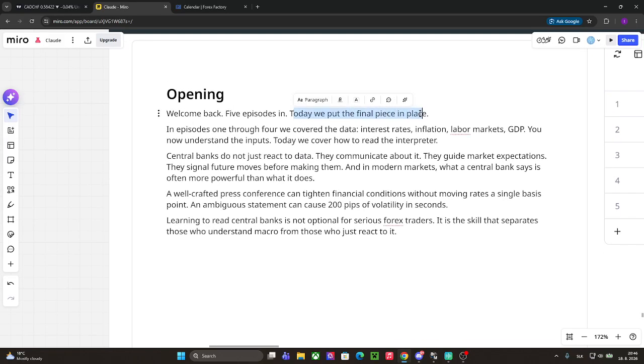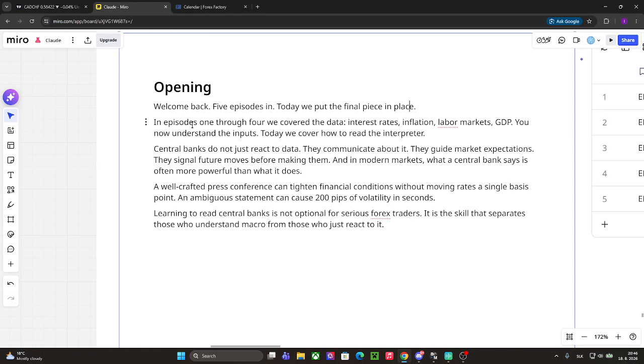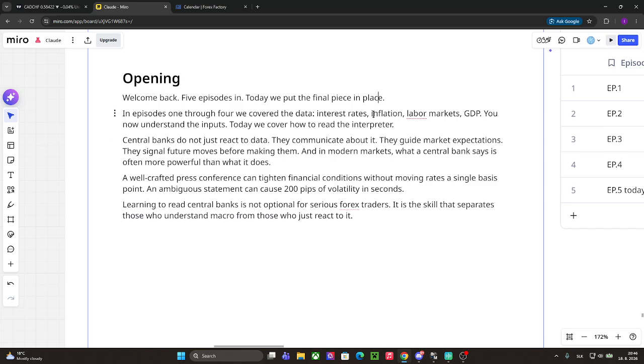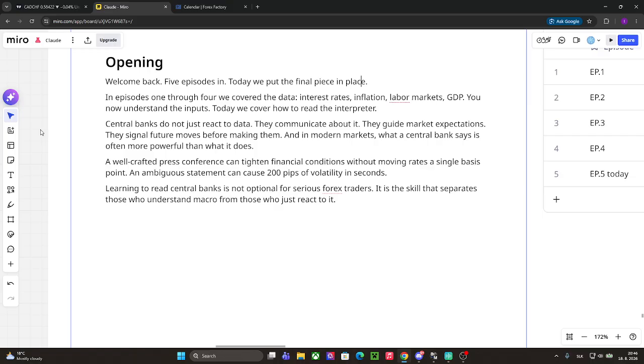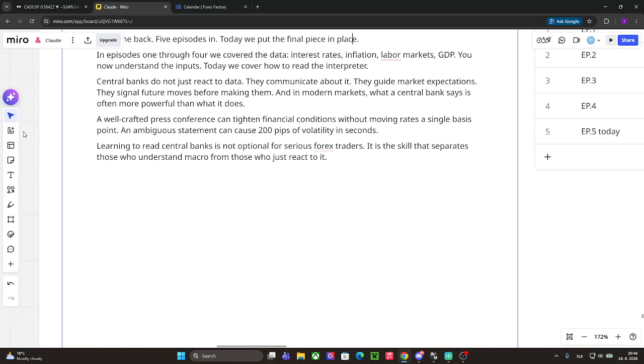So today we put the final piece in place. In episodes 1 through 4, we covered the data: interest rates, inflation, labor markets, GDP. You now understand the inputs. Today we cover how to read the interpreter. Central banks do not just react to data. They communicate about it, they guide markets' expectations, they signal future moves before making them, and in modern markets, what a central bank says is often more powerful than what it does.